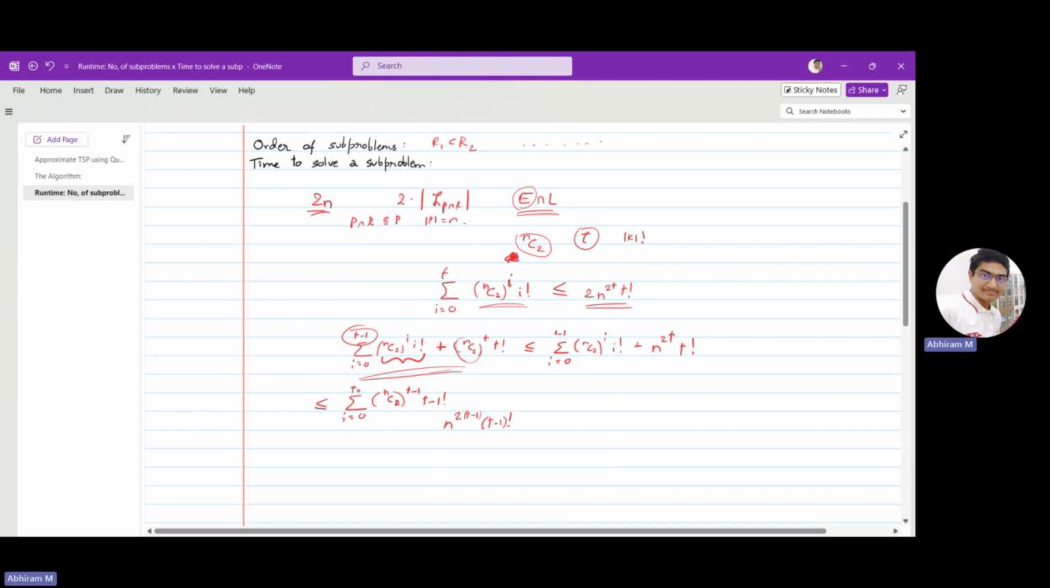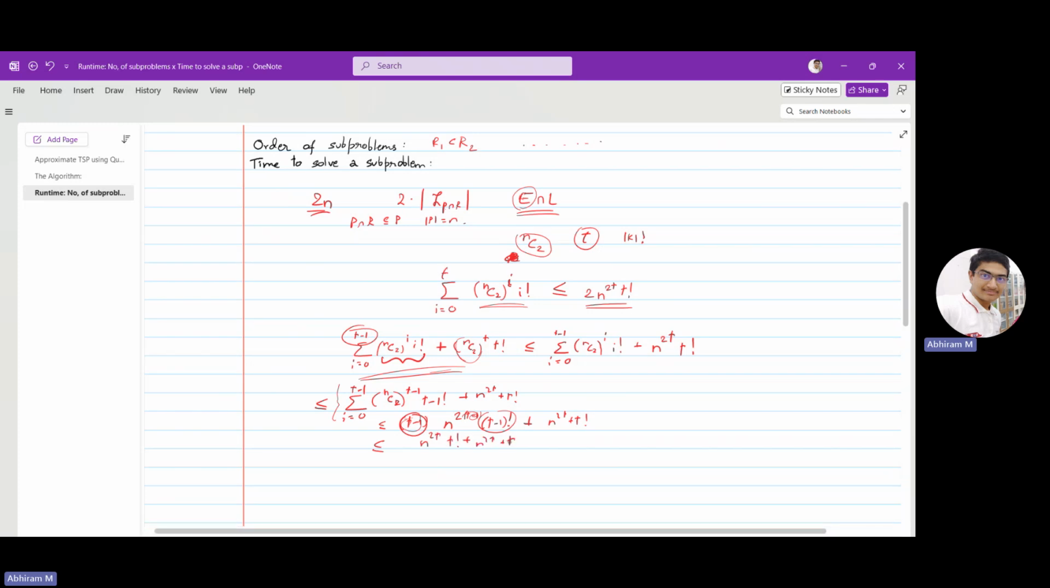And there are t minus 1 terms of this. So you're just adding t minus 1 terms, which are all less than or equal to this, plus n to the power 2t into t factorial. We should write that there as well. And again, less than or equal to, instead of t minus 1, I can just say t over here and here also. And t into t minus 1 factorial is t factorial. So n to the power 2t t factorial plus n to the power 2t t factorial.